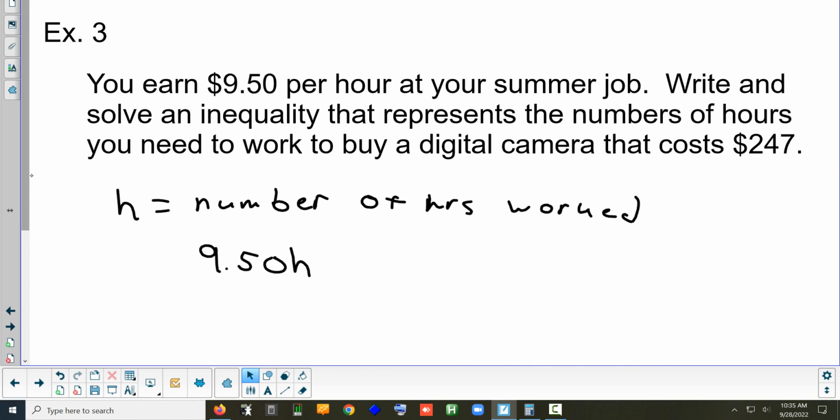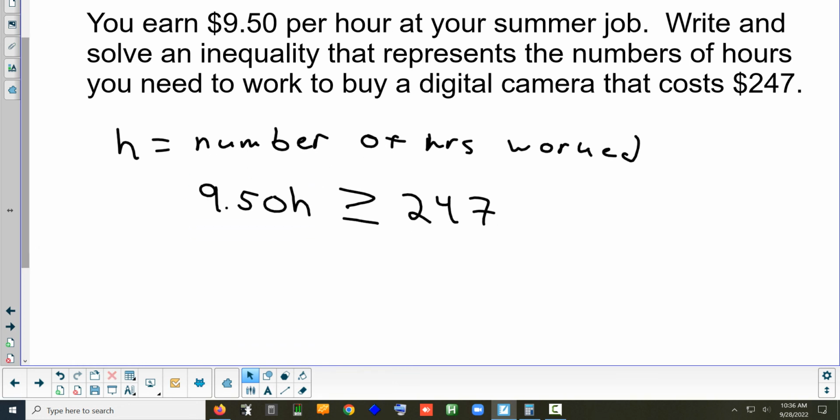And the amount of money we make would have to be what to be able to afford that camera? Dorian? Greater than or equal to 247. Right. The amount of money you make would have to be greater than or equal to 247 if you want to be able to buy that camera. So now all we have to do is solve that for H, and that'll tell us how many hours we have to work at a minimum. You could always work more if you wanted, but how many hours you'd have to work at a minimum to save up $247.